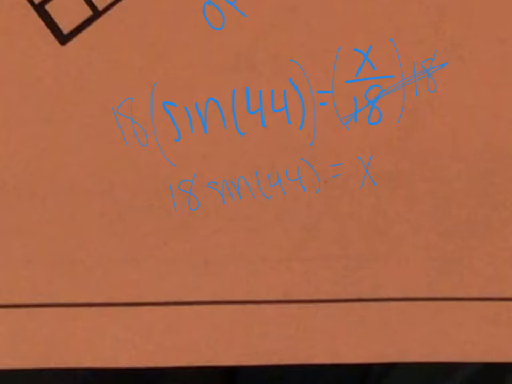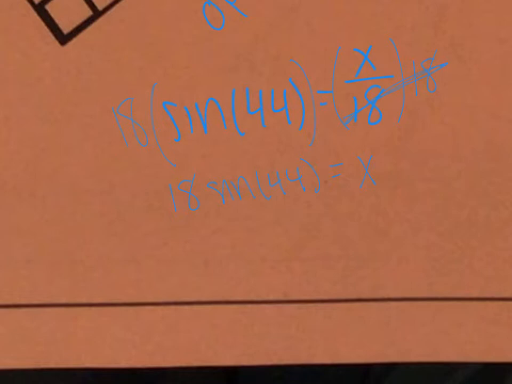All right? So in my calculator, it's 18. And then what operation? No, that's the ratio. The operation is multiplication or division. Multiplication. And then sine 44. So 18 times sine of 44. All right, so in our calculators, we did 18 times sine of 44, and what's the answer?